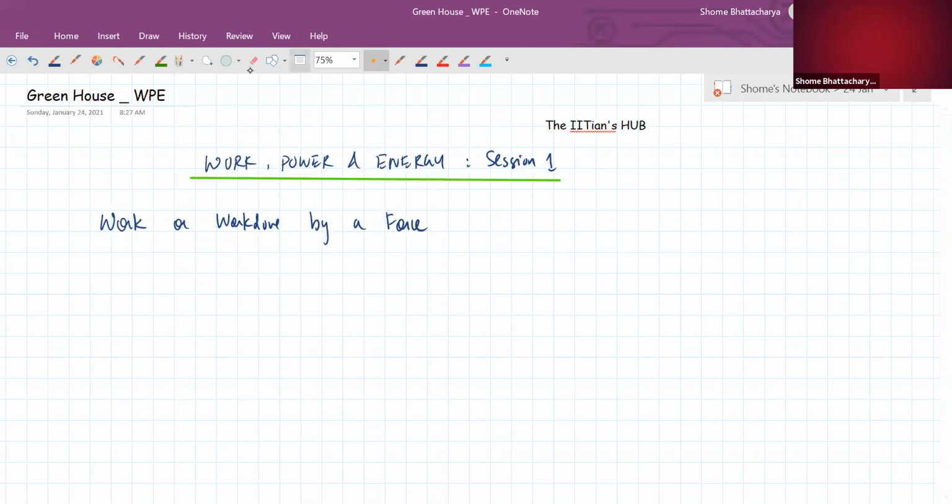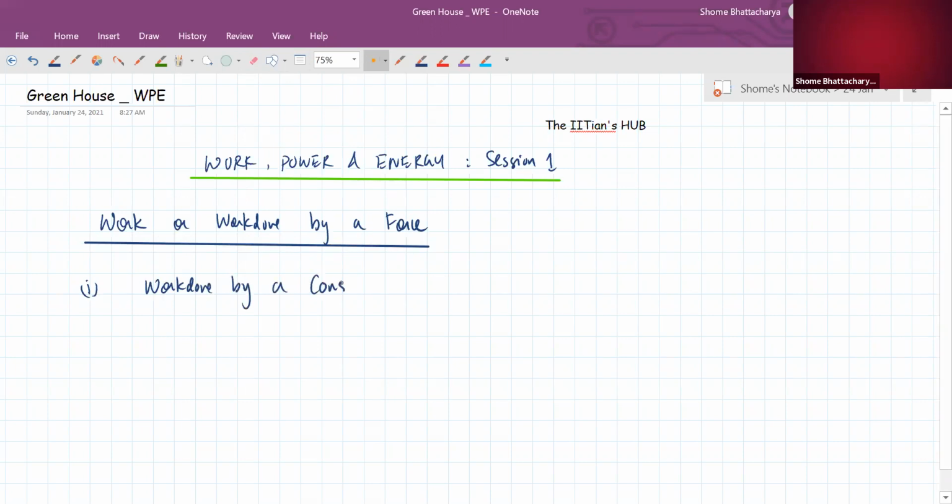Okay. Now, this will also be defined in different ways for different types of situations. So the first situation we'll see is a very simple one where we are talking about work done by a constant force. What we mean by a constant force is one which has constant magnitude and direction both.